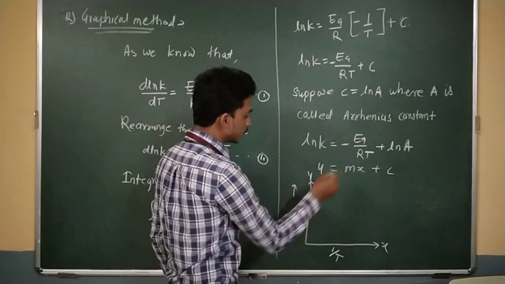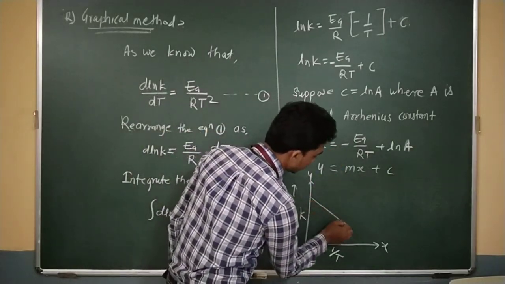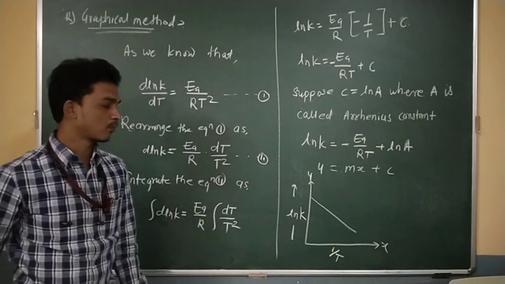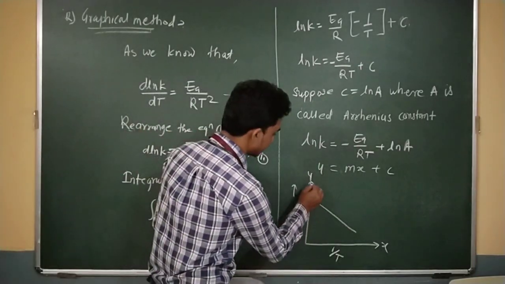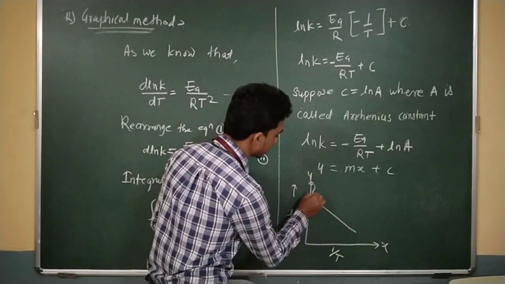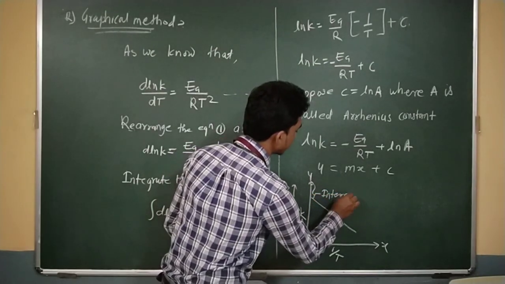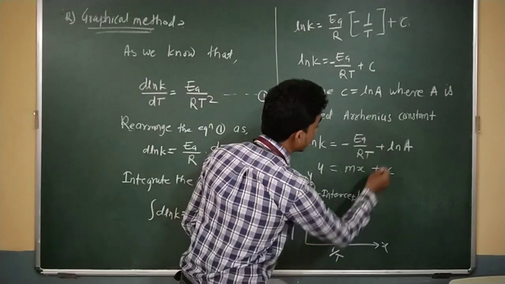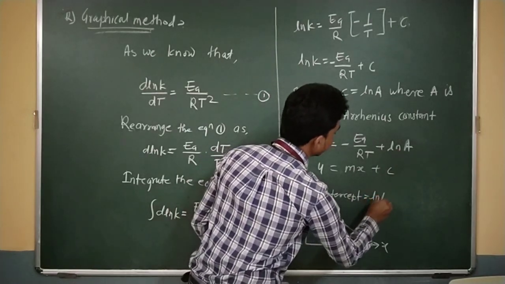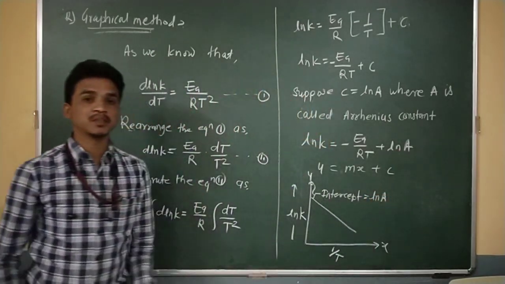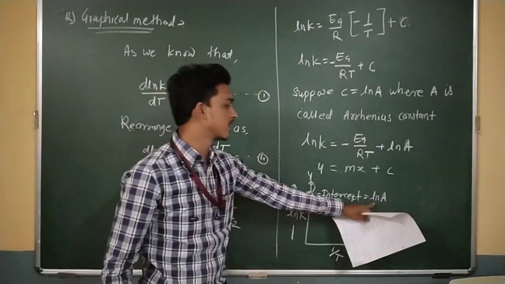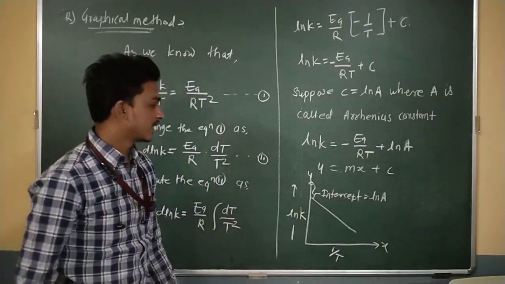Because of this negative sign, the plot may be like that. So this is on the y-axis, this is your intercept, and the value of intercept is what? ln of A. That means the Arrhenius constant. You can find out this ln of A.